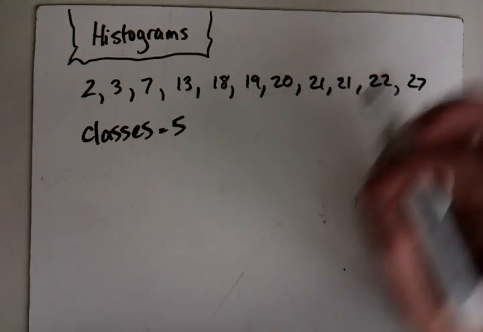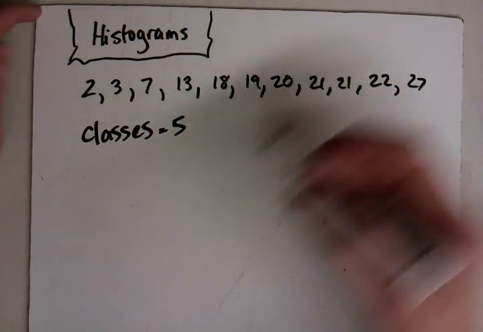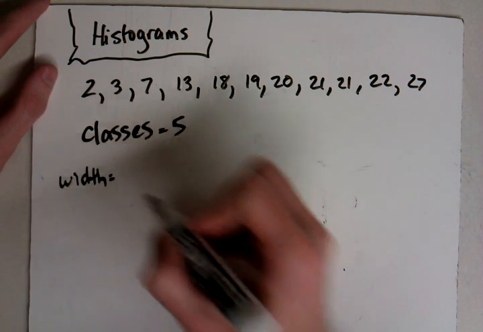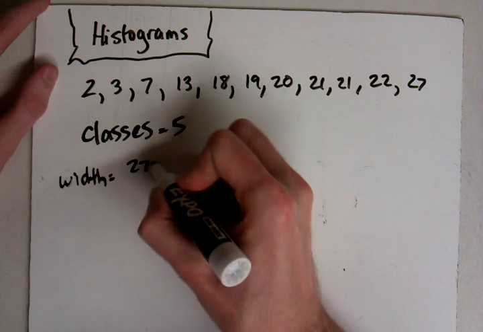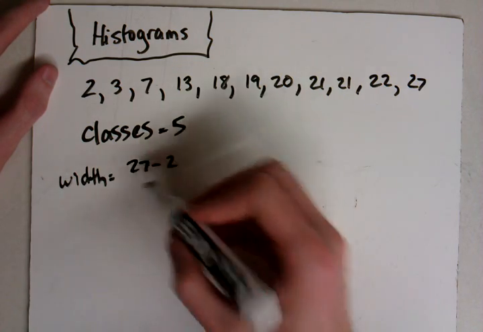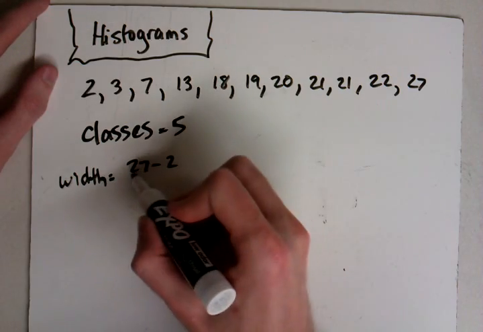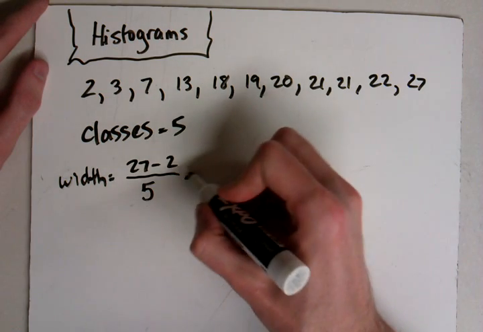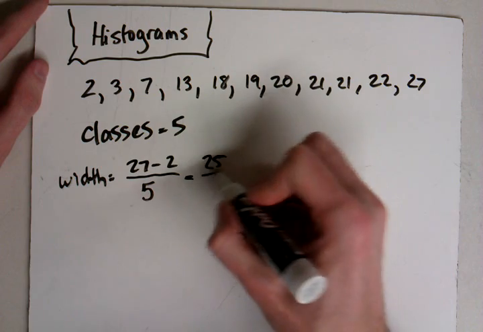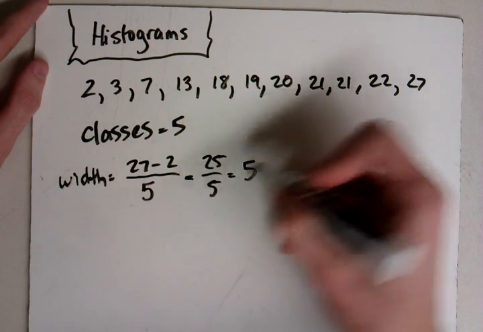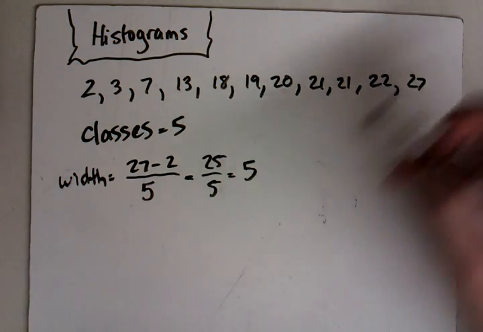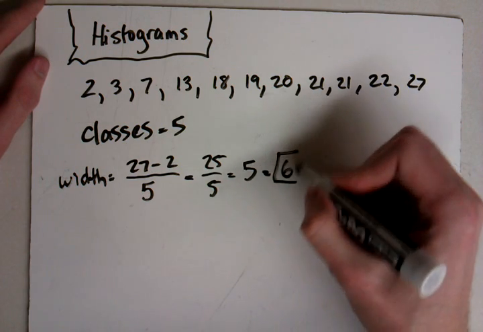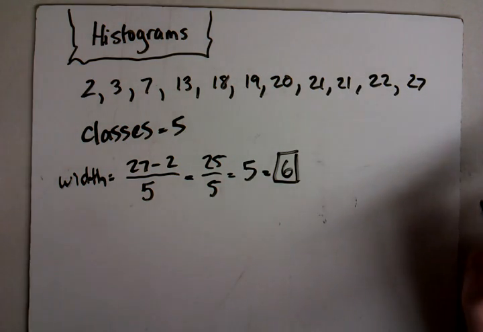Once you know how many classes you want, you need to figure out how big you want each one to be. To determine the width of each class, take the max minus the min, the biggest number in your set minus the smallest number, and divide that by how many classes you want. So here we'd get 25 over 5, which comes out to be 5. Even if this number is already a whole number, we're still going to round it up. So we round that up to 6. The width of each of my classes is going to be 6 units.